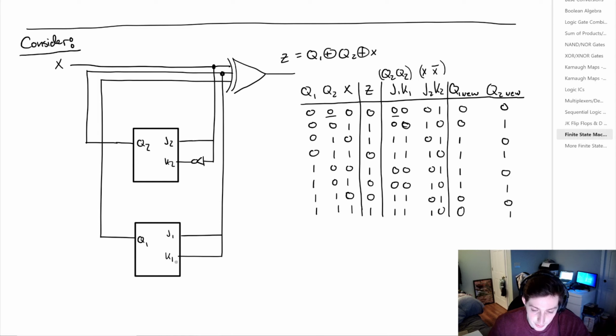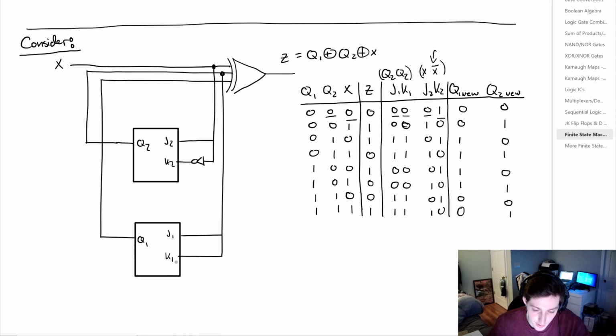So J1 will be equal to 0, and J2 will be equal to 0. You can see that X is equal to 0, so J2 will be equal to 0, and K2 will be equal to 1, because it is the inverse of X. Now we can go through and fill out all these values for J1, K1, J2, and K2.